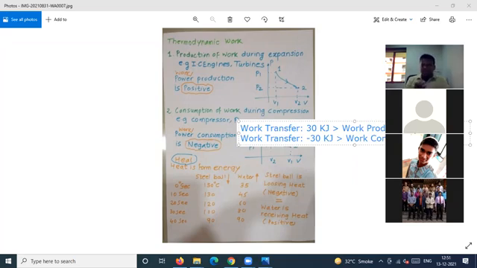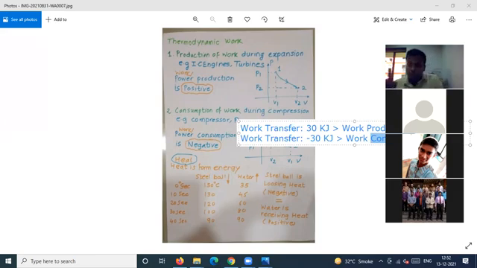Yes, sir. When I say work transfer is 30 kilojoule, you should recall that concept. What is work transfer? Either work is produced or work is consumed. So when you see the sign in the first case, it is plus, which means it's produced. But when you see the sign here, it's minus. That's why work is consumed. Is that okay? Yes, sir.